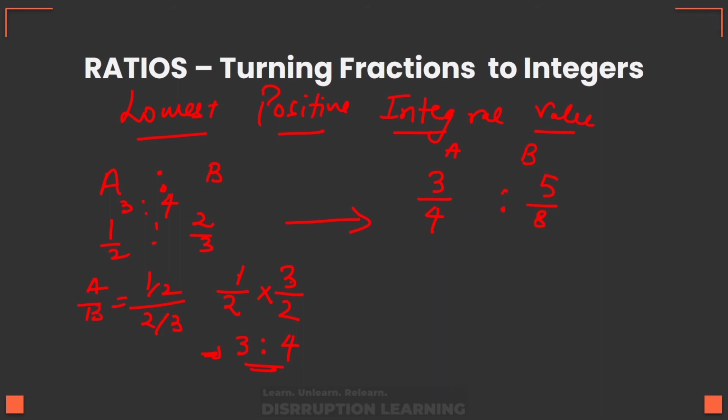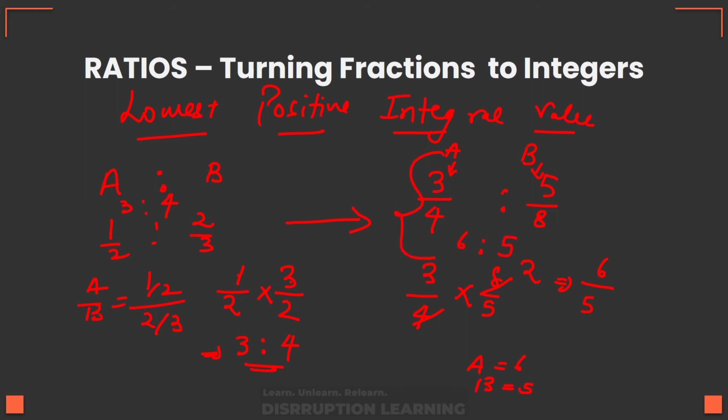The first thing remains as it is. The second thing gets reversed and the multiply happens. So it turns out to be 6 by 5. So A's value is 6 and B's value is 5. So the ratio of 3 by 4 and 5 by 8 is actually 6 by 5.